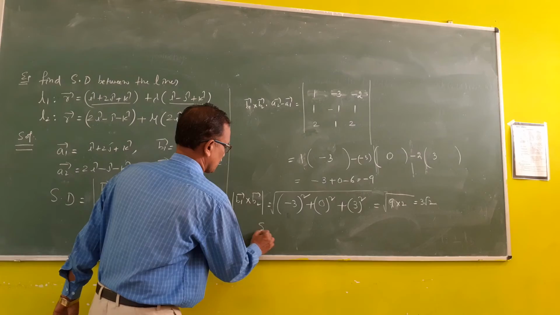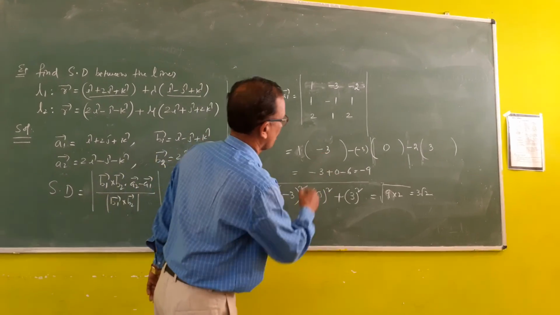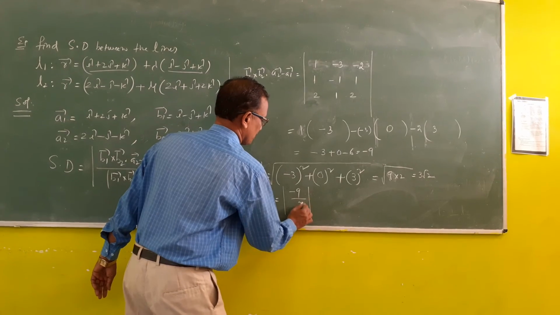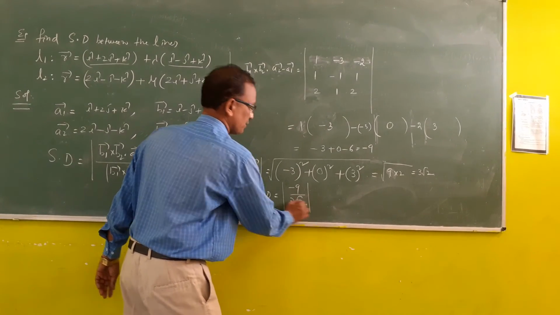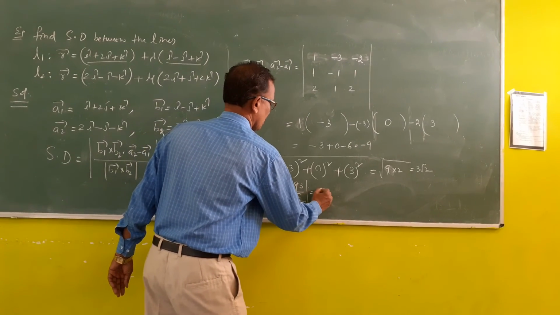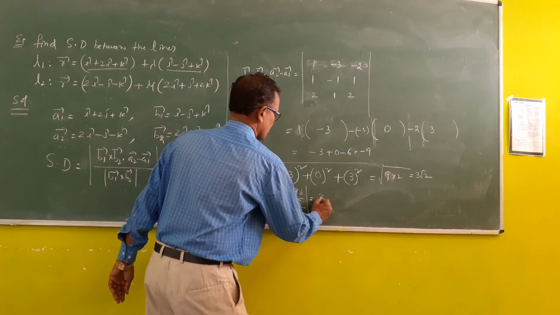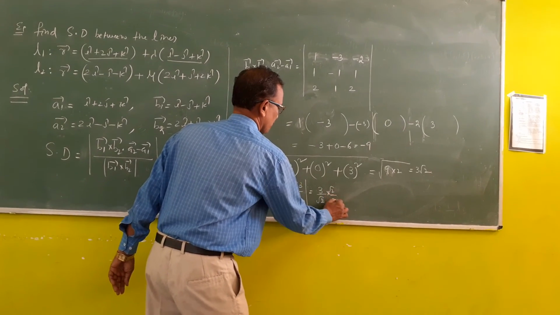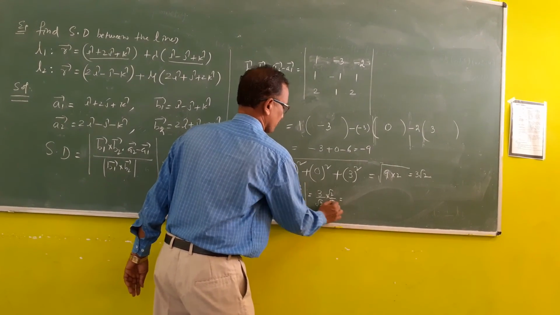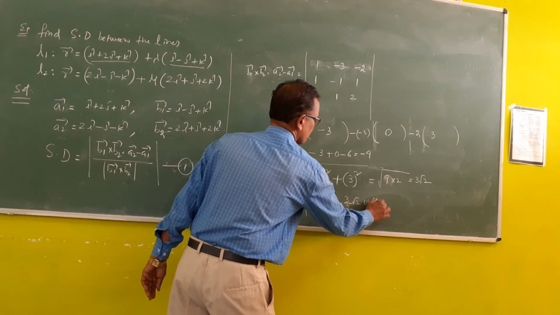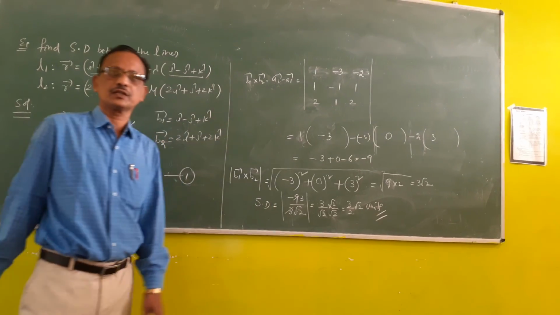Now the shortest distance is the magnitude, that is important. The shortest distance is 9 by 3 root 2, which simplifies to 3 by root 2, that is 3 root 2 by 2 units. Like this we can find.